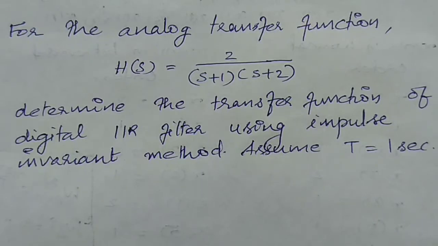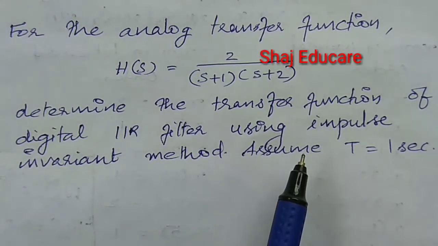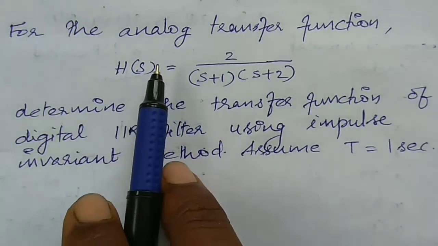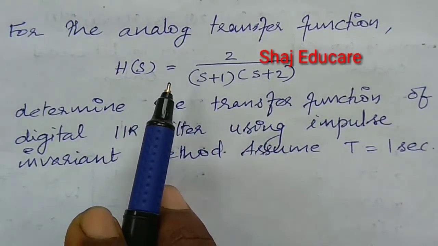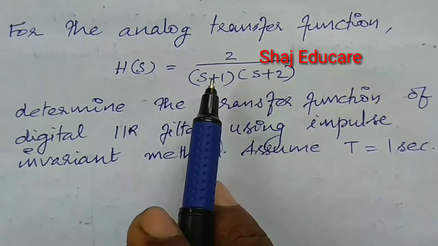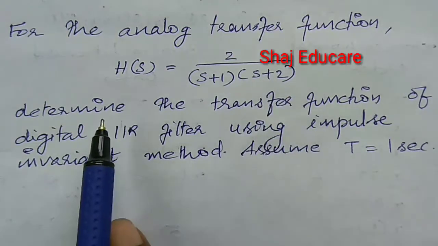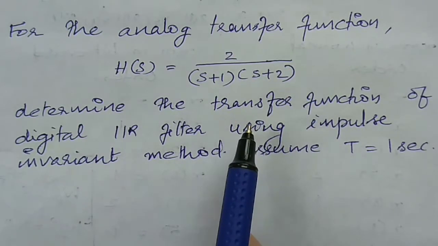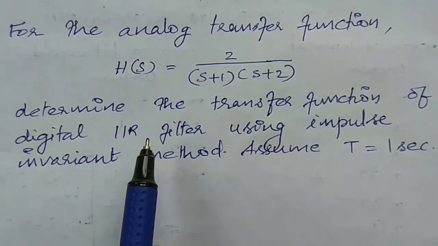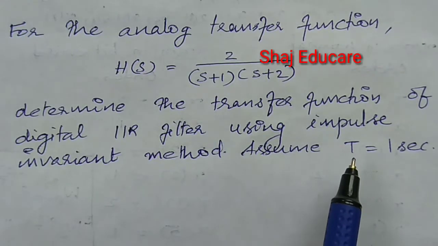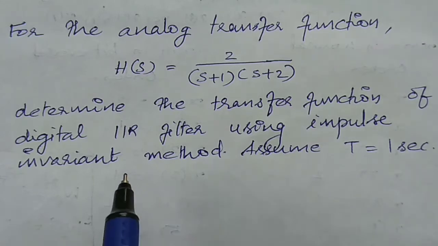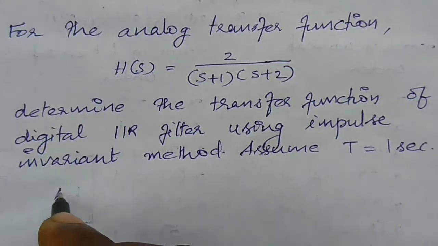Okay, now let us go through an example for the impulse invariant method. This is the question. Here, the transfer function for an analog filter is given: H(s) = 2 divided by (s + 1)(s + 2). Now we have to determine the equivalent digital transfer function of the IIR filter using the impulse invariant method. Here it is given that T is equal to 1 second. So now let us start the solution.